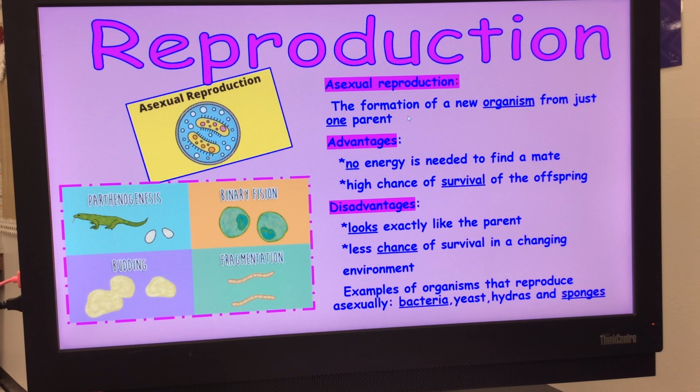Advantages of asexual reproduction would be that no energy is needed to find a mate, and a high chance of survival of the offspring exists. Disadvantages of asexual reproduction is that the offspring looks exactly like the parent, and there is less chance of survival in a changing environment. Examples of organisms that reproduce asexually are bacteria, yeast, hydras, and sponges.